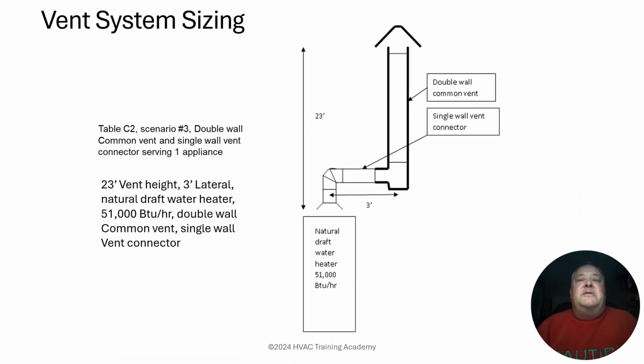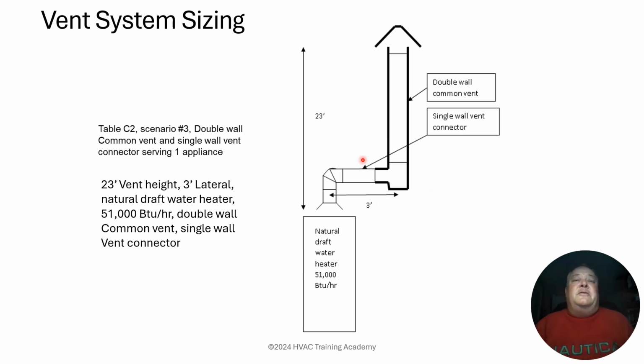I don't know whether I show that one again. Yes, I do. 51,000 BTUs, we said. You could see 23-foot vent height, a 3-foot lateral, natural draft 51,000. Double wall with a single wall vent connector. Okay, so the first one here, that's a single wall vent connector.